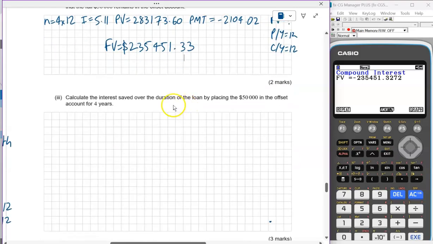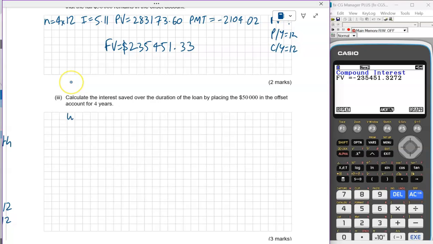All right, moving on to Part C, III, which says to calculate the interest saved over the duration of the loan by placing the $50,000 in the offset account for the 4 years. This is probably the tricky part of this question. Now, there are multiple ways of doing this. I think the more common way is to work out how much time she saves by using the offset account, and then using that amount to work out how much interest she would save.